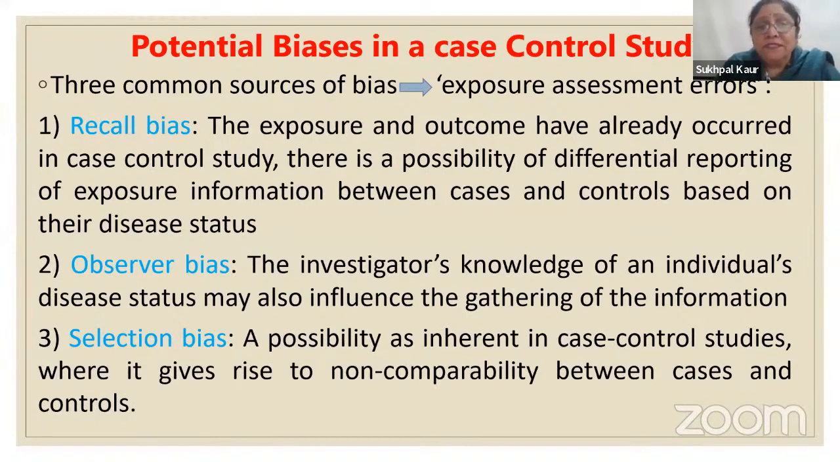It can be the observer bias. The investigator's knowledge of an individual's disease status may also influence the gathering of the information, as the person has already developed the disease. Definitely the person might be having these types of risk factors. So this can be the observer bias, and it could also be the selection bias, a possibility inherent in case control study, which gives rise to non-comparability between the cases and the controls. We need to be very, very careful while selecting the controls if we want to compare both the cases and controls.